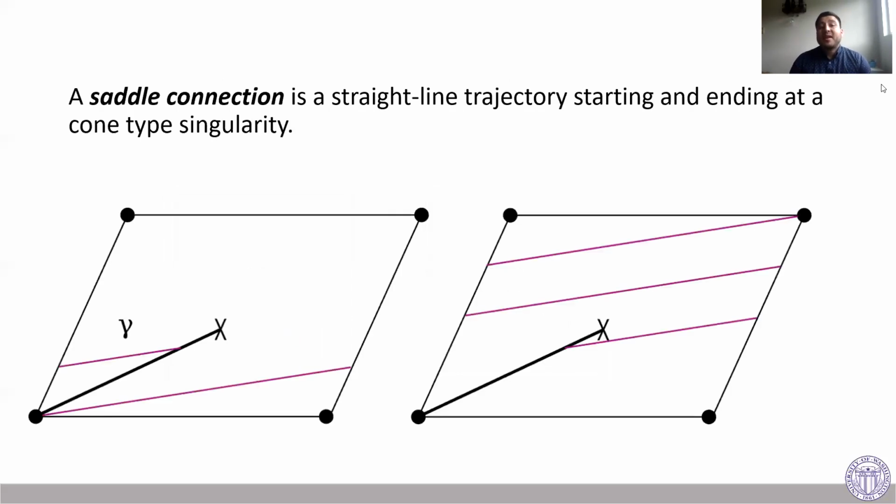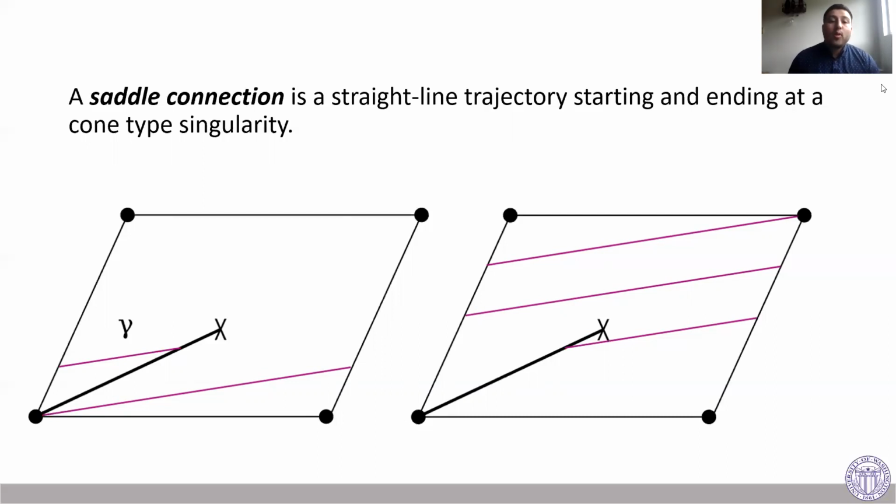Okay, so the paths that I'm interested in are called saddle connections, and these are just straight line trajectories that start and end at a cone type singularity. As an example, here gamma is a saddle connection indicated by the purple line that starts, say, in the bottom left torus, crosses through the left torus, goes around the left torus once, crosses through the slit, pops out of the next torus to the right, and then winds around the right torus 2 more times before coming back to where we started.